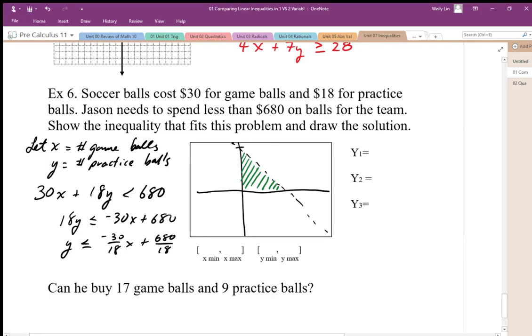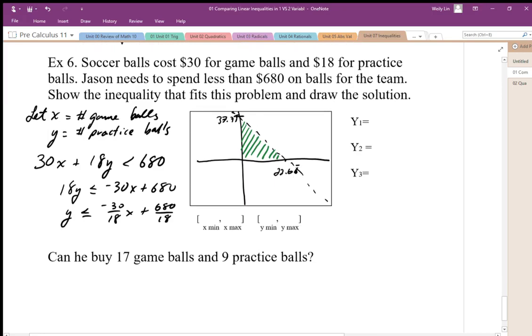Our intercepts, we can solve for our intercepts here. It looks like our intercepts are going to be just above 37, so this is 37.77 repeating, and our intercept down here represents 22.66 repeating. So if I buy all game balls, I can buy 22 at maximum. If I buy all practice balls, I can buy 37 at maximum, and I can buy any combination of game and practice balls in this area and keep below my cost of $680.